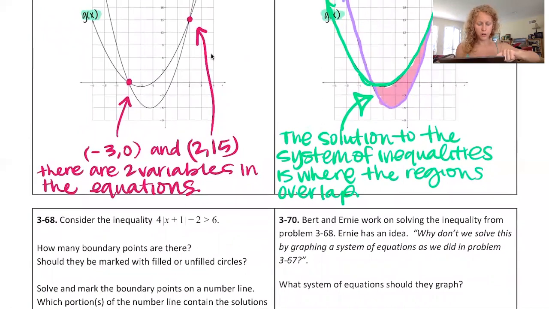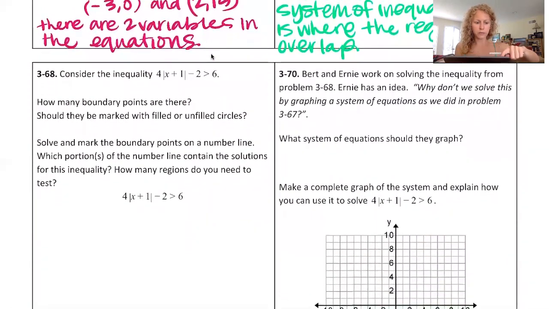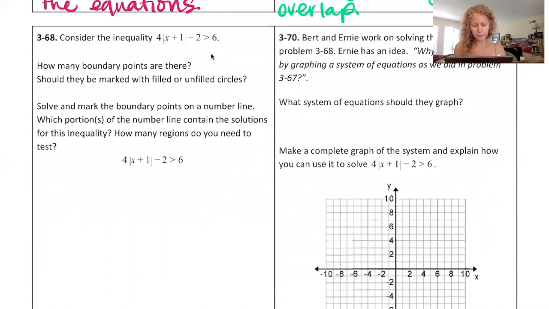Here's another one to try, a different type of problem with absolute values. So you've got an inequality. We're going to look at this one over here. And the question is, how many boundary points are there? Well, it's an absolute value inequality, so we should know off the bat that there's going to be 2. Would these be filled circles or unfilled circles? This would be unfilled because they're greater than, right? Greater than, less than is unfilled. If they were filled, they would be equal to.